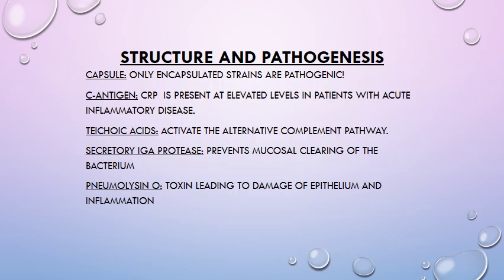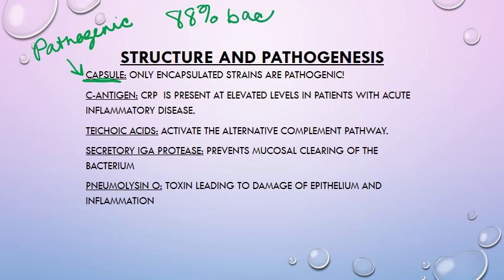All right, so I mentioned that there are about 90 different types based on the immunologic differences in the complex polysaccharides that make up the capsule. This is important because only the encapsulated strains are pathogenic. And of those strains, about 23 of them make up the majority of human disease. In fact, they account for about 88% of bacteremia and meningitis in adults, when we're talking about bacterial meningitis.